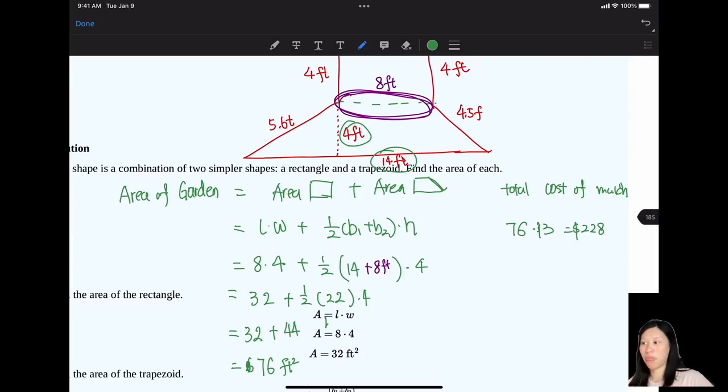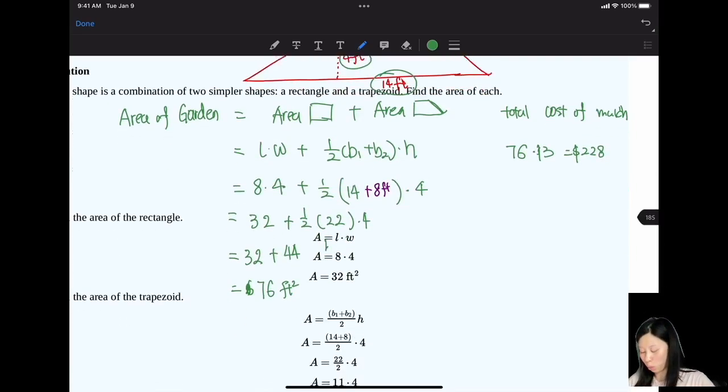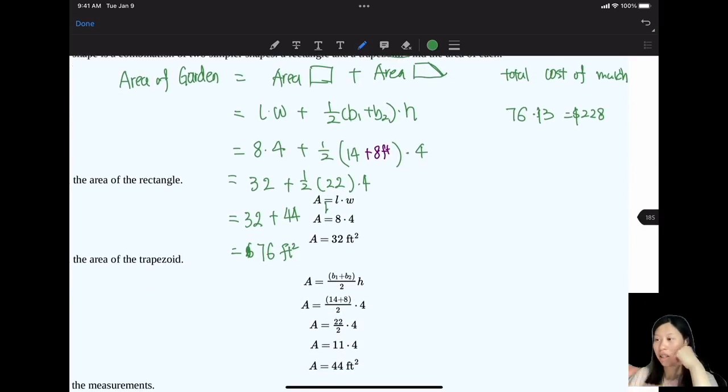Okay, so here is the area and perimeter of polygons. Next time we'll talk about circles. I'll see you next time.